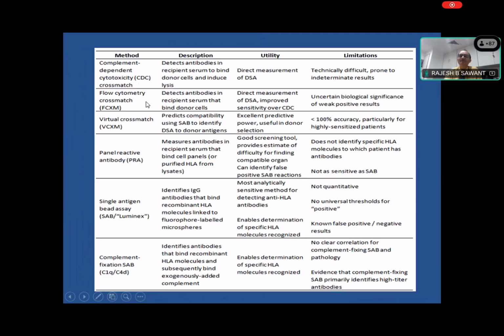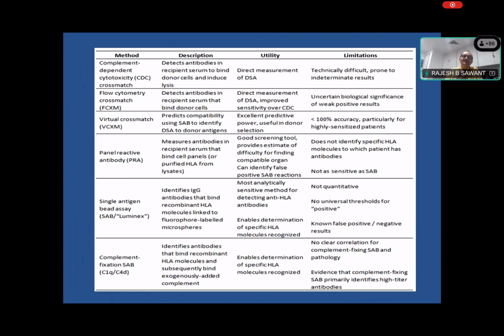So you have flow cytometry, which is also now available, which will directly measure the donor specific antibody, and therefore the sensitivity is very much better than the CDC cross match. However, a lot of weak positive results, a lot of false positive results are a limitation of the flow cytometry cross match. Similarly, you may have the panel reactive antibody, as we said, the class 1, class 2 antibody screening, which does not identify specific HLA molecules to which the patient has antibodies, but it will give you an idea as to what is the extent of alloimmunization in your recipient, whether it is 10% or 20% or 30%.